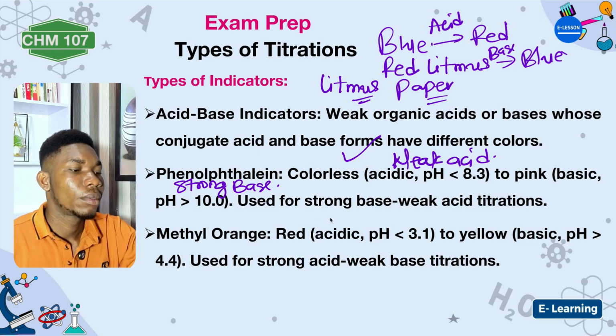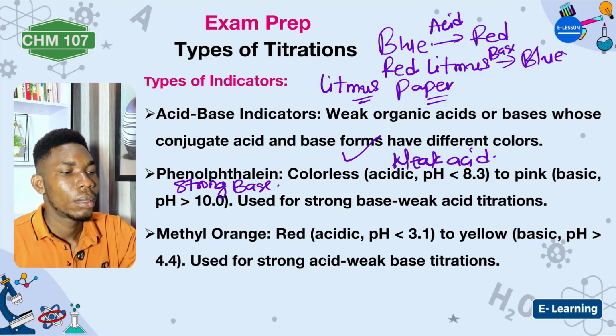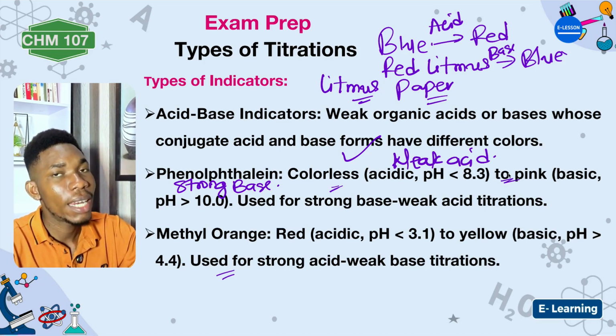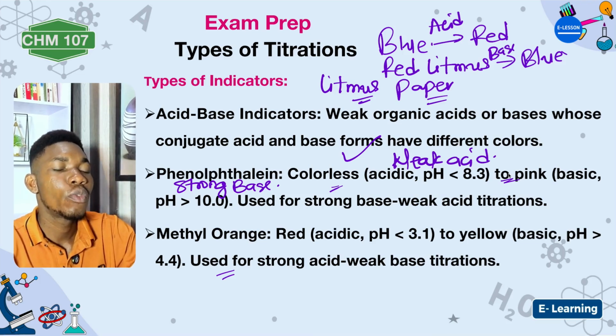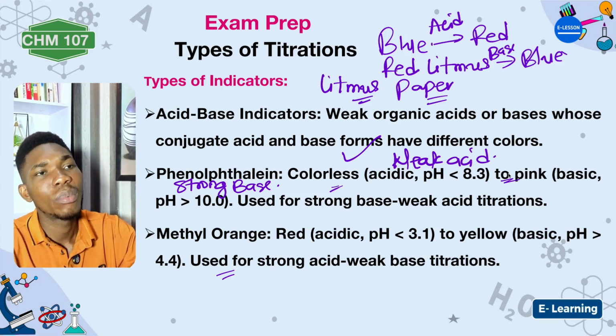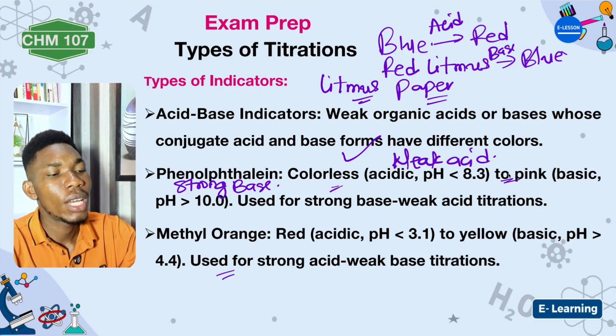All right? Now, methyl orange. Phenolphthalein is colorless in acidic medium and pink in basic medium. Please take note. What's the color change? If you put phenolphthalein in any acid, like HCl, it is colorless in an acidic medium, but when it changes to a basic medium, it becomes what? Pink. Used for strong base and weak acid titration.